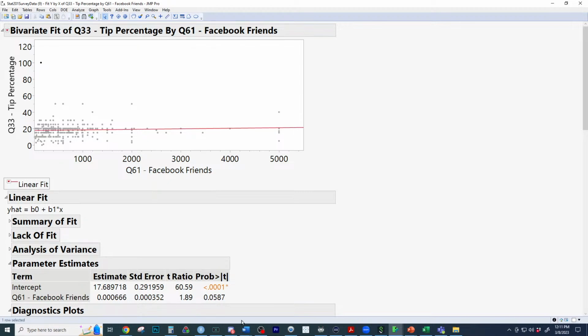When x is equal to 0, we expect y to equal b0. For each 1 unit increase in x, we expect y to increase or decrease by b1 on average. So make sure to fully interpret in context the coefficients right there. You have to fully interpret in context, fully interpret like we did in class.